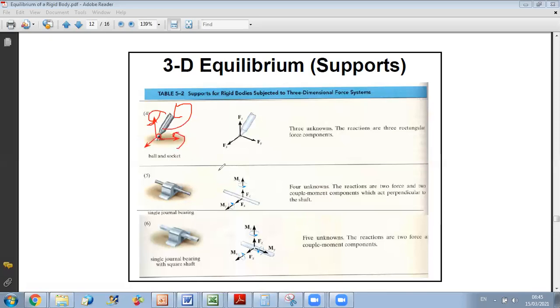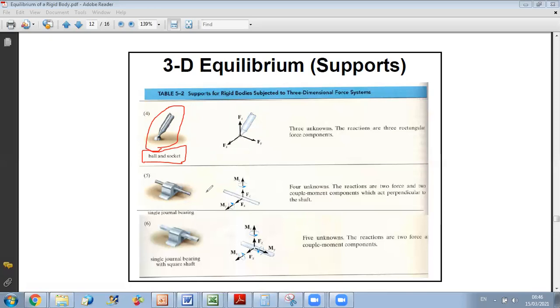Okay, so here, when you see this symbol, it is for a ball and socket joint, and you should know also the name. So if they tell you I have a ball and socket joint connection, then you should know that ball and socket will not allow translation in any of the three directions. It will only allow rotation.